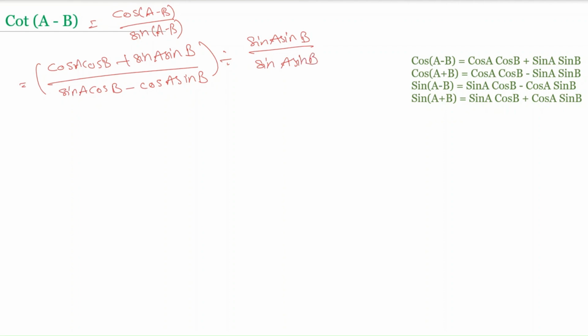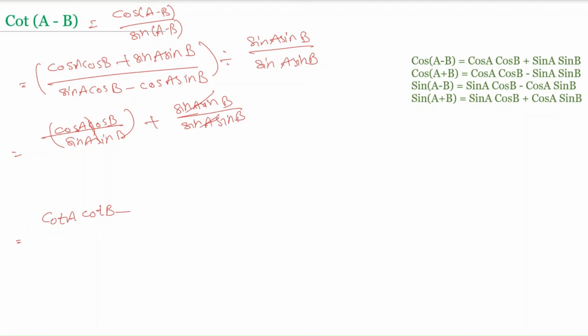From here we'll get the first term, cos A cos B upon sin A sin B. Separately, if we do this, it is nothing but cot A into cot B plus sin A sin B upon sin A sin B. Both the things in numerator and denominator will cancel out, and we'll have 1 here. Coming to the denominator part, sin A cos B upon sin A sin B. Sin A will get cancelled out. Cos B upon sin B is cot B.